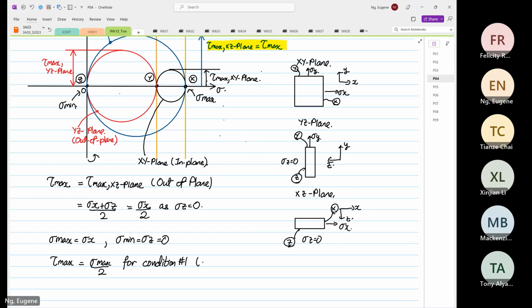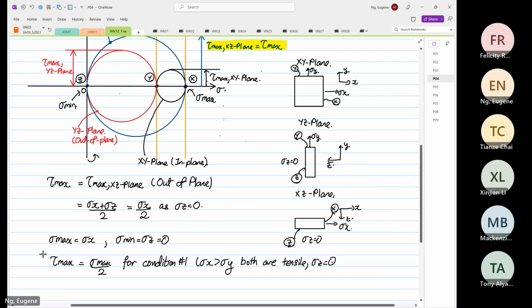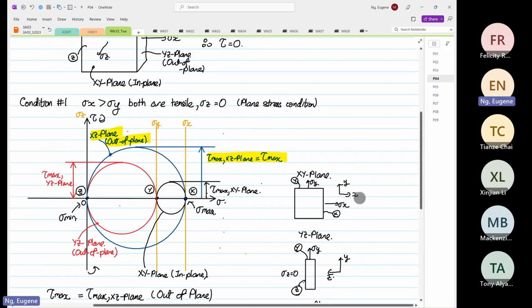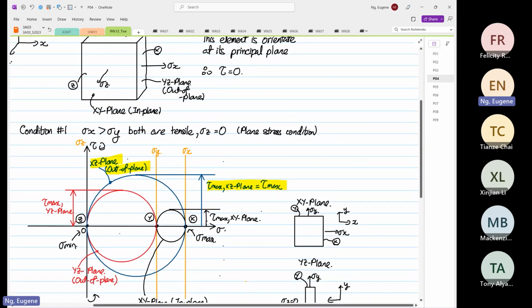Where stress X is greater than stress Y, both are positive, or we can call it both are tensile, and stress Z is equal to 0. Okay, this is one condition.